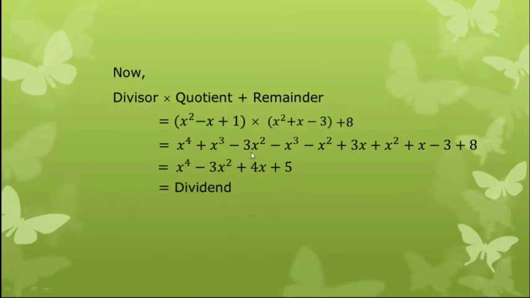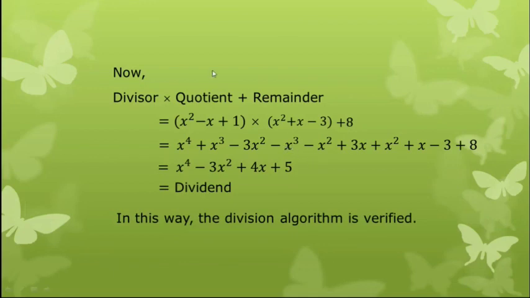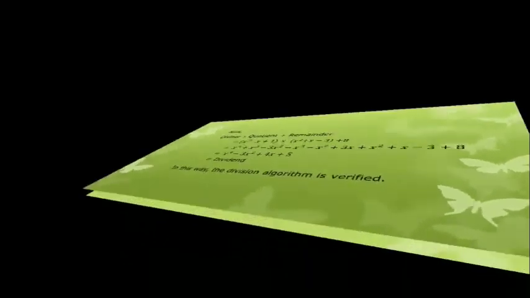Okay, two points are necessary to keep in mind: change of symbol and degrees in their decreasing order. In this way the division algorithm is verified. By this way we can check a solution, whether a long division is right or wrong. If LHS is equal to RHS, meaning it is equal to the dividend, we can say the solution is right.